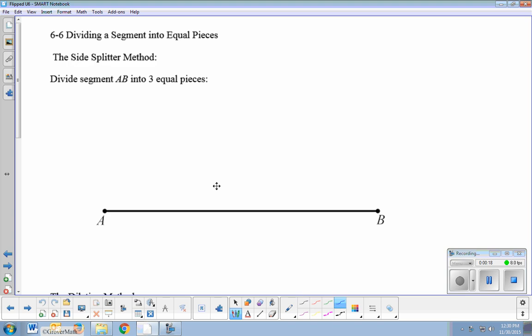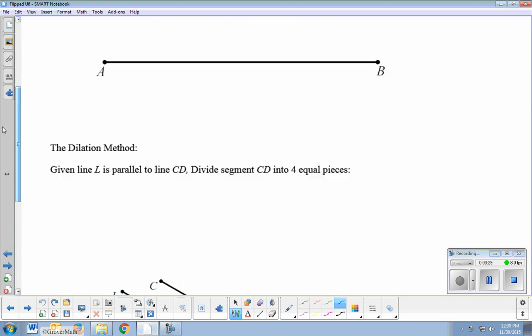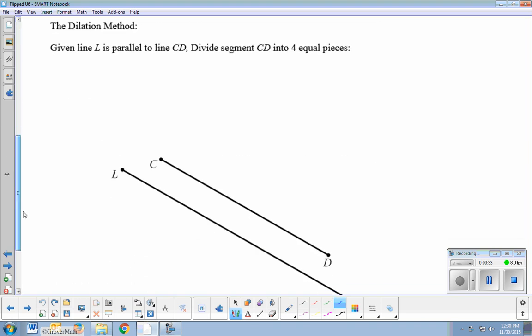So we want to divide it into thirds, like 1, 2. You know, obviously it's going to be way more accurate than that. But we want to divide it into 3 sections. This one, we want to divide this one into 4 sections. But there's 2 different ways to do this. We call them the side splitter method and the dilation method.